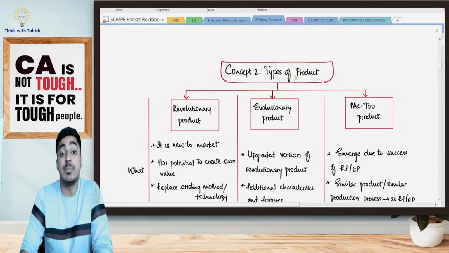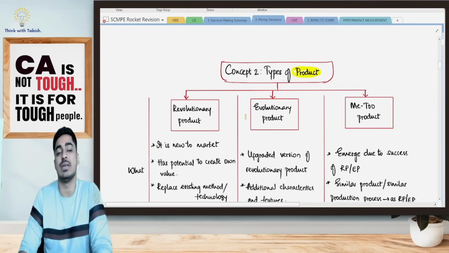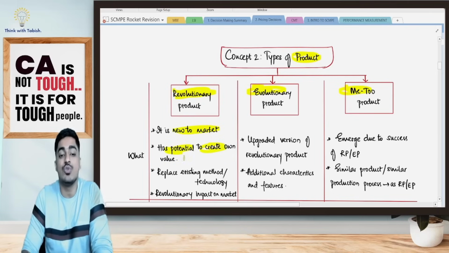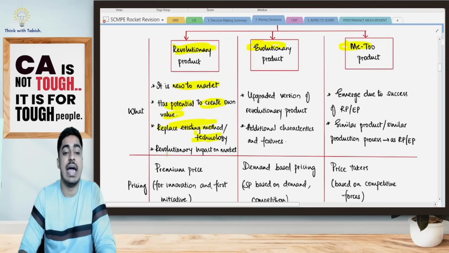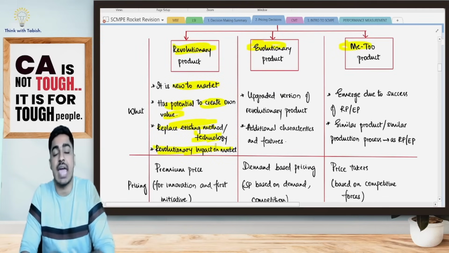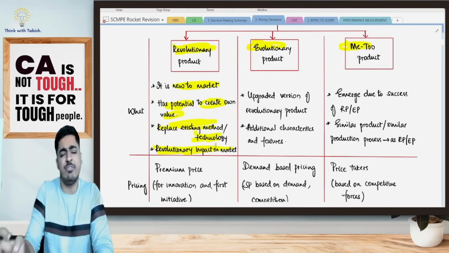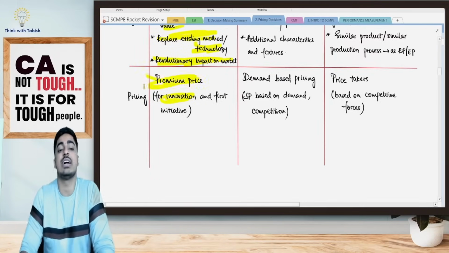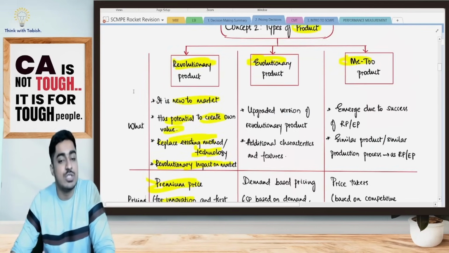Now we should see for that market, which type of product are we coming up with? Product could be revolutionary, evolutionary, or me too. What is a revolutionary product? It is a product which is new to the market. It has the potential to create its own value, and it is replacing your existing method or technology, and it is having a revolutionary impact on the market. Apple, for the very first time it was launched, a revolutionary product. Tesla cars, a revolutionary product. Now pricing, because we have taken the risk, because we have taken the innovation, we will be charging premium price.